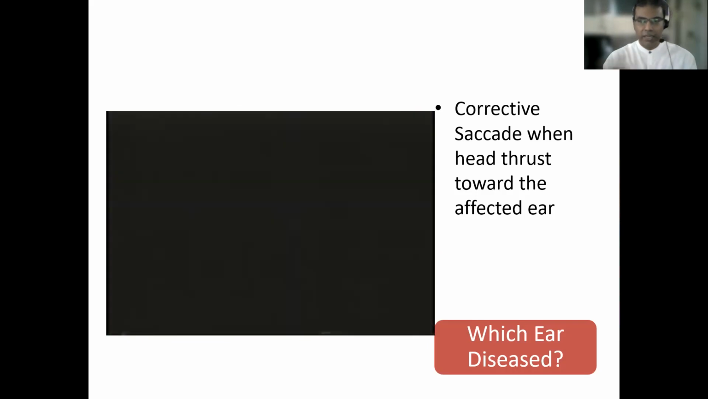So when he looks to the left, there's a slight delay. Okay, there's a saccade, there's a corrective saccade. So it indicates the left ear has some vestibular deficit or hypofunction. So as you can see, it is not an easy test to do, and it requires a lot of practice to be able to be skilled in this maneuver.